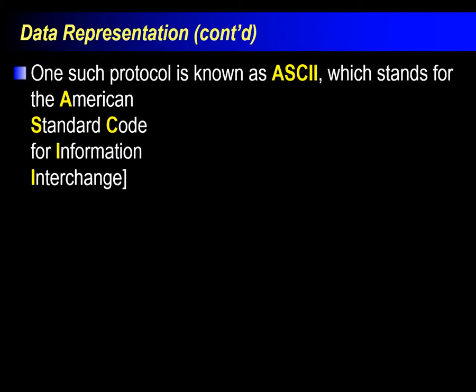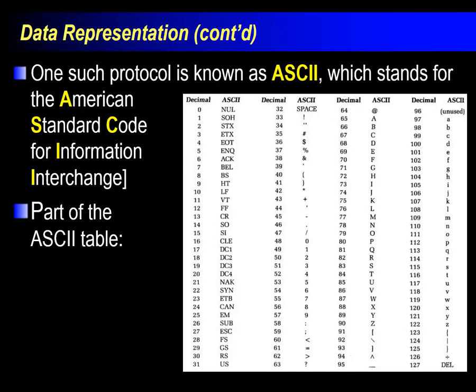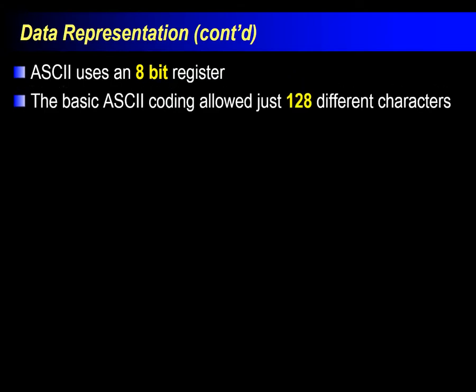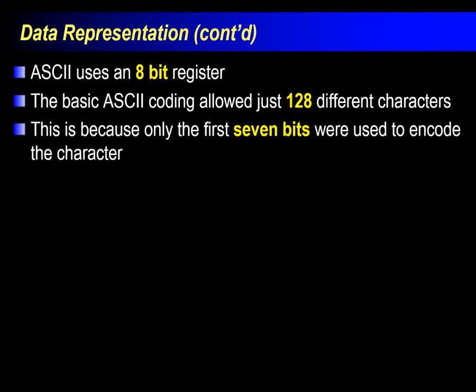So ASCII, American Standard Code for Information Interchange, is a set of rules that says if you have a certain number of digits in a certain pattern, it will represent this particular character. We knew that, okay? Using 8 bits is what ASCII was originally designed on, so it really only allowed for about 128, not 256 different characters, because only the first 7 bits were actually used, okay?